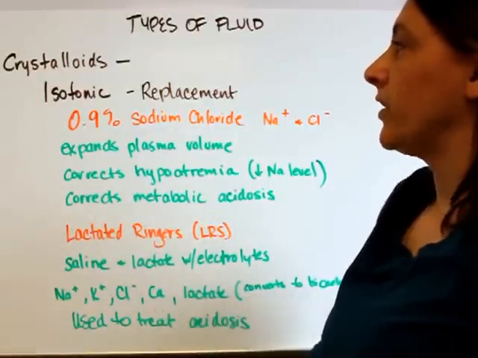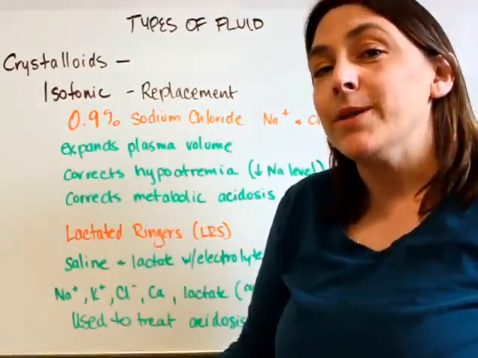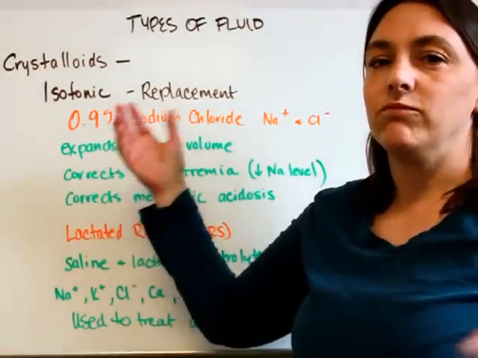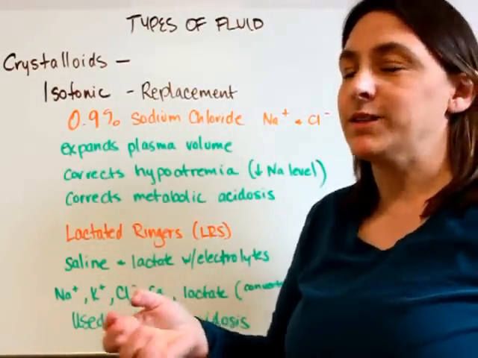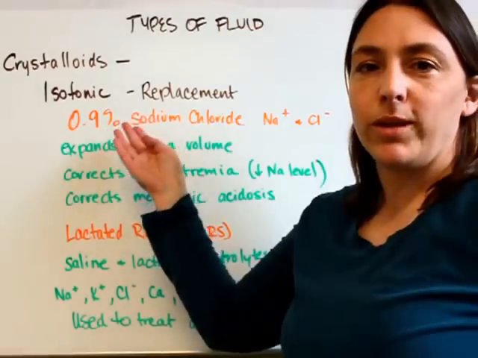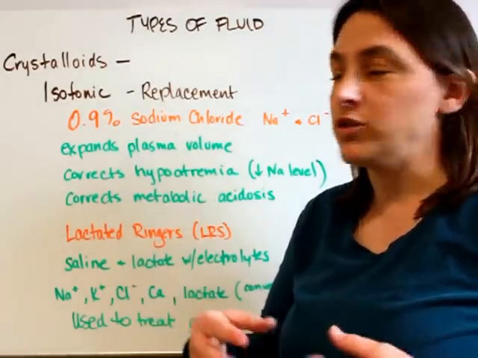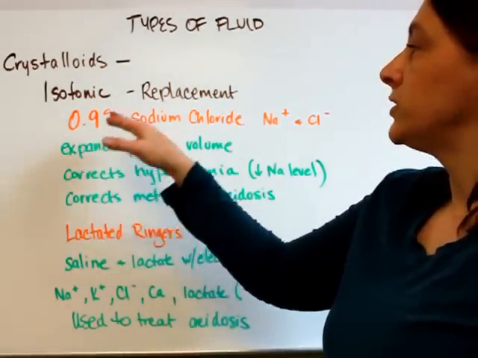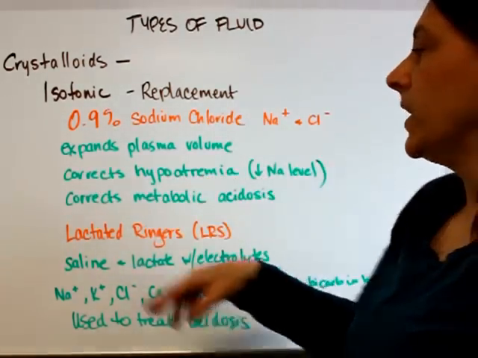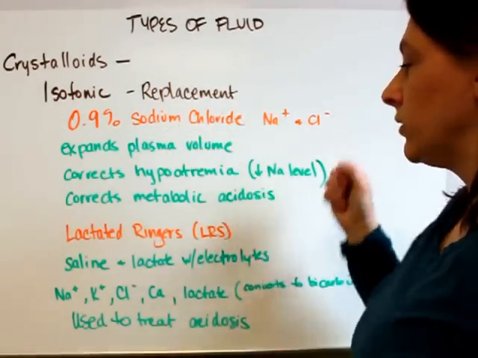The first one we're going to talk about is isotonic, and these are basically replacement fluids. The most common replacement fluid is 0.9% sodium chloride. This is actually normal. As we sit here right now, our body is pretty much 0.9% sodium chloride. If you put red blood cells in sodium chloride, they will just stay red blood cells. They won't lyse and they won't shrink. So sodium chloride expands the plasma volume. You can use this to correct a low sodium level, and you can also use it to correct metabolic acidosis. Sodium chloride is just sodium and chloride.